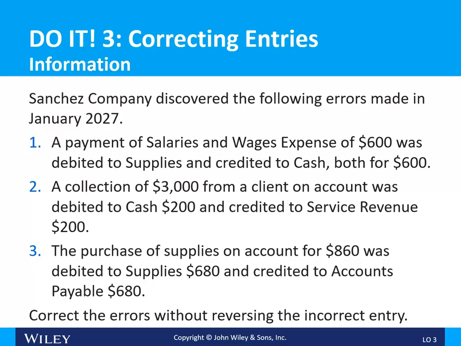So let's go through some examples of correcting entries. Sanchez Company discovered the following errors made in January 2027. A payment of salaries and wages expense of $600 was debited to supplies and credited to cash, both for $600. A collection of $3,000 from a client on account was debited to cash $200, credited to service revenue $200. And the purchase of supplies on account for $860 was debited to supplies $680 and credited to accounts payable $680. Correct the errors without reversing the incorrect entry.